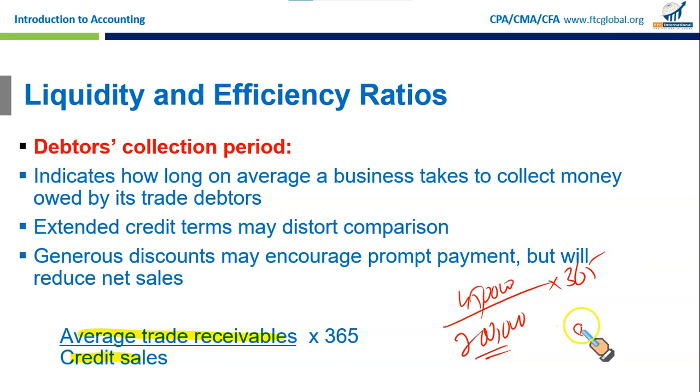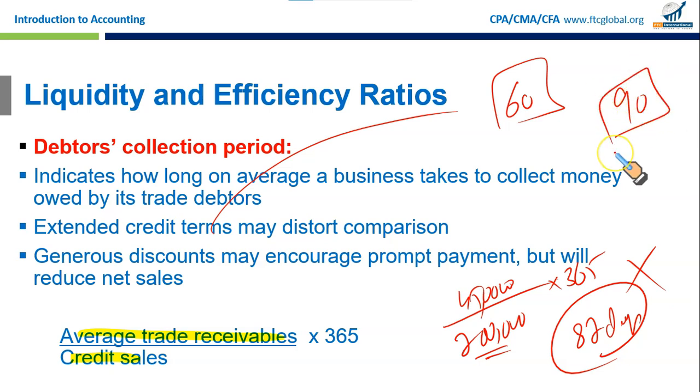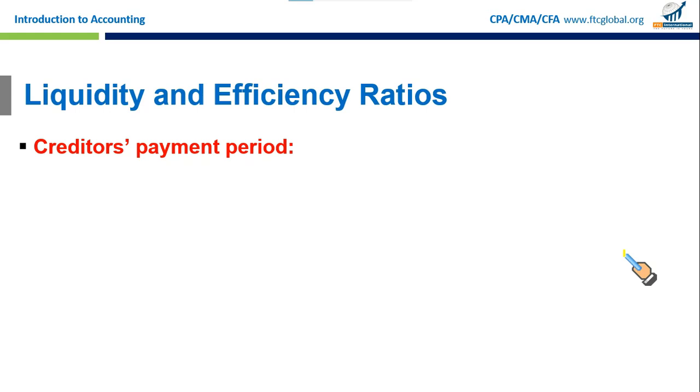It's 82 days. It means on average, we collect money from our customers in 82 days. Now, if our credit period or the credit term is 60 days, that means we are not managing our receivables efficiently. However, if your credit term is 90 days, that's the credit period, then yes, you are within the limit, so it's good. So next we have creditors' payment period.